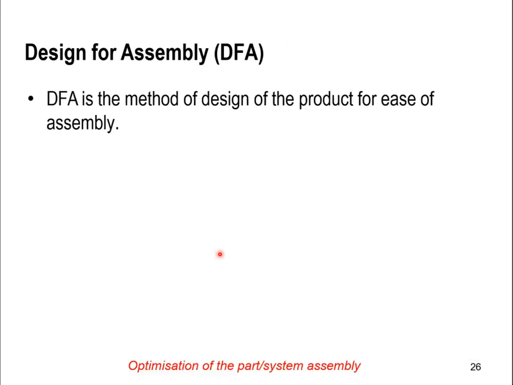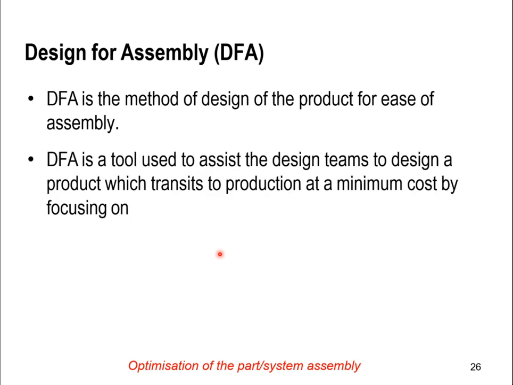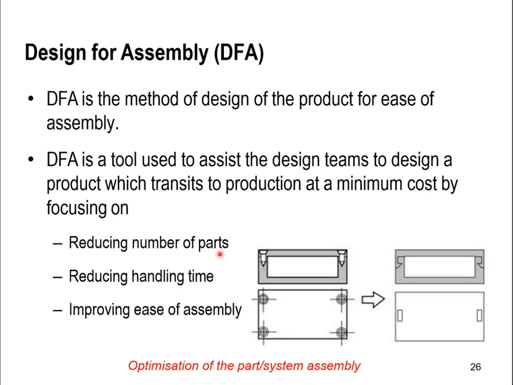So we're coming now to design for the assembly, which is a method of design of the products for ease of assembly. DFA is a tool used to assist the design teams to design a product which transits to production at a minimum cost by focusing on, first, the reduction of the number of parts, second, reducing the handling time, and also improving the ease of the assembly. So mainly it's going to be the optimization of the part of the system assembly.